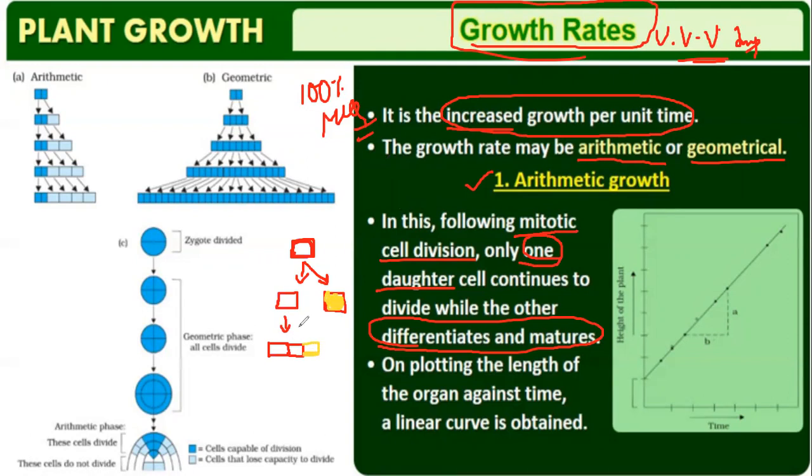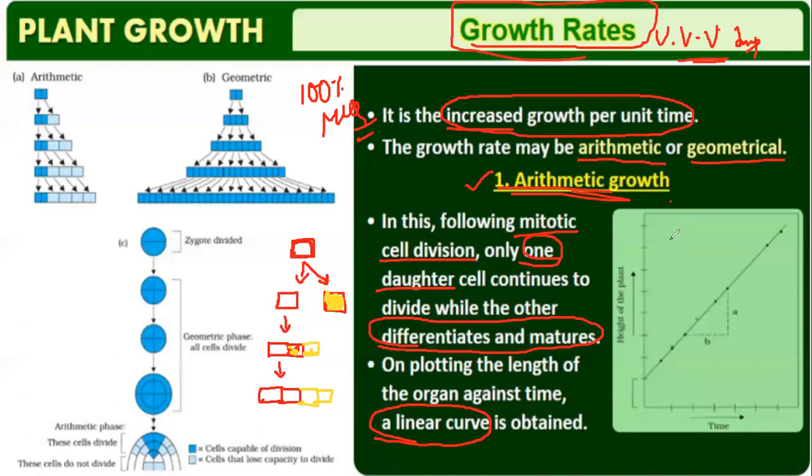In the next stage, this cell also gets differentiated, and you can see that only this first cell forms two different cells, whereas the latter two get matured. As a result, you get only a regular increase. On plotting the length of the organ against time, or the height of the plant with time, a linear curve is obtained. So what is the shape of the graph in arithmetic growth rate? A linear curve is obtained.